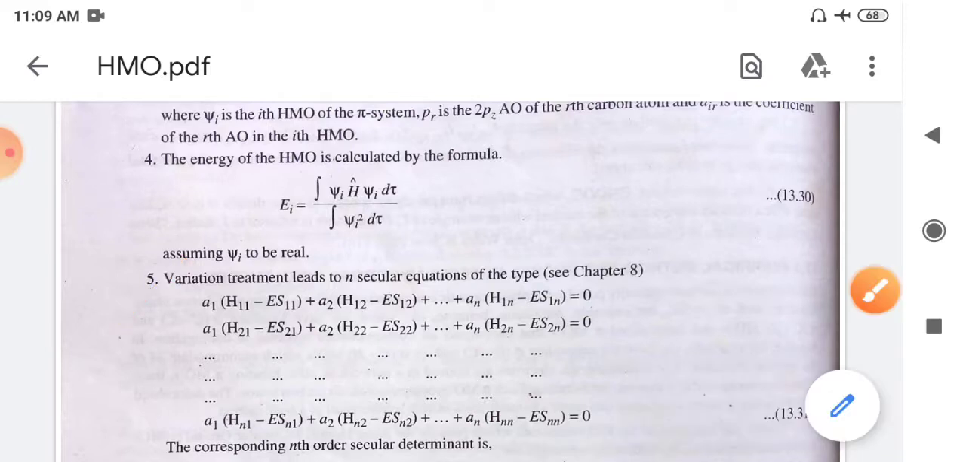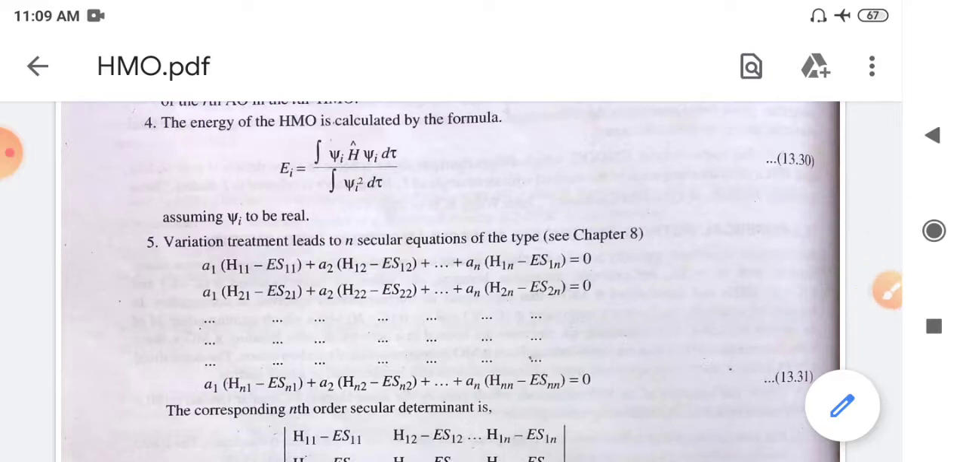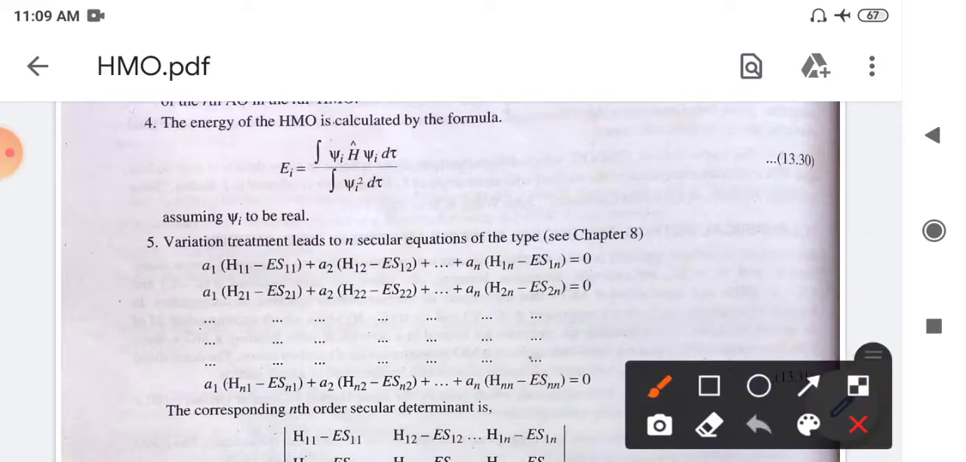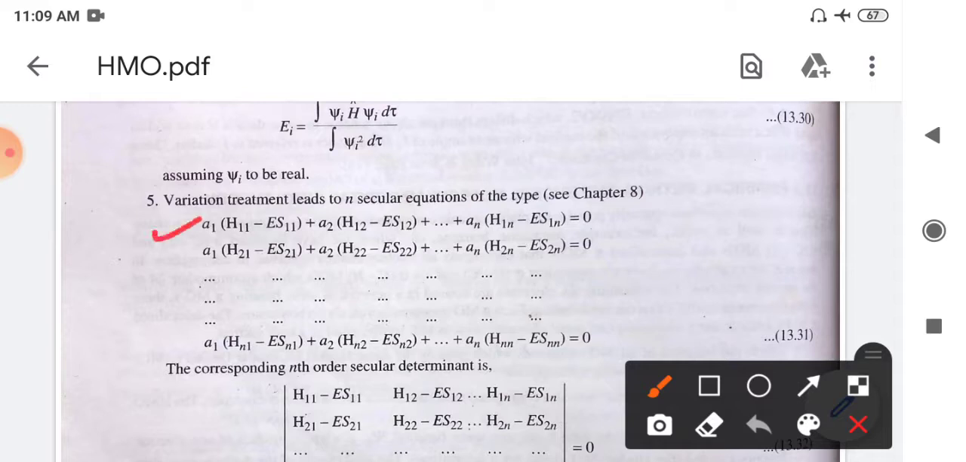In this variation treatment we will have to solve the nth order wave equation. So for this average energy equation, we have to obtain various secular equations. So how will those secular equations look? Secular equations have the nature of this type.